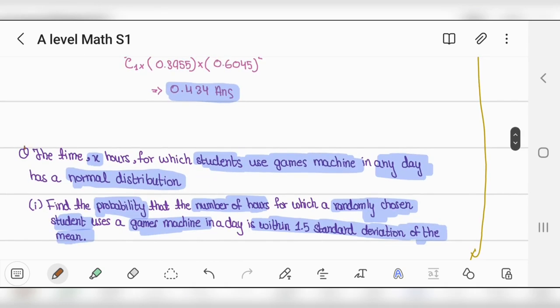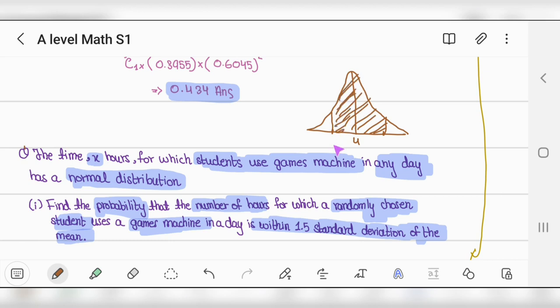Next, the hours for which a student uses a game machine in any day follow a normal distribution. It's a normal distribution of x hours being used by a student using a game machine. Find the probability that the number of hours for which a randomly chosen student uses a game machine in a day is within 1.5 standard deviations of the mean. For example, we have this graph, this is the mean, which means 1.5 on this side and 1.5 on this side, and you need to find the probability of this part.